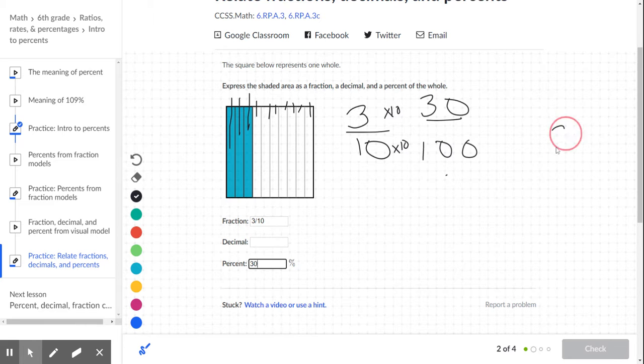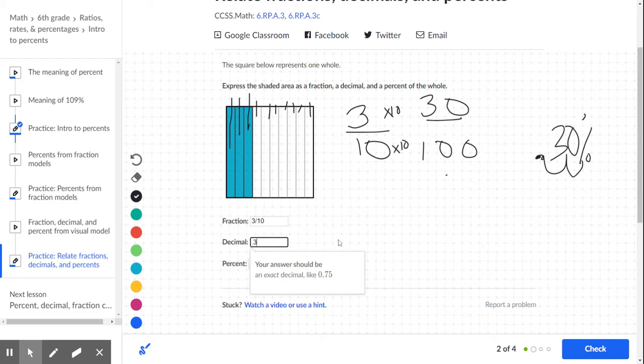Now that I have my 30%, I can turn my percent into a decimal by moving the percent sign to the left twice. 1, 2. Put that imaginary decimal in there. So 0.3 or 0.30.